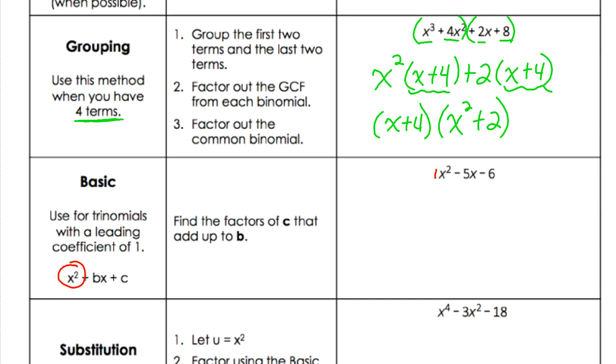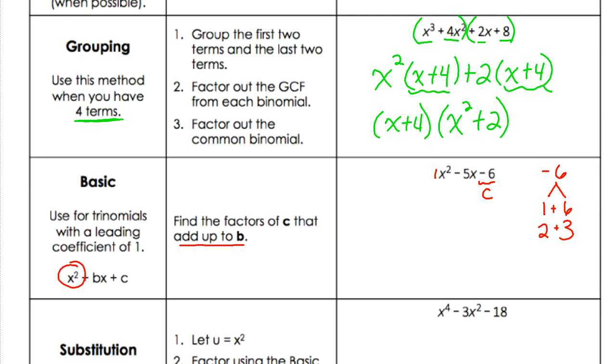So we find the factors of c, so factors of this c value. When I think about -6, that could be 1 times 6, or it could be 2 times 3. And we are trying to find which of those factor pairs can add up to b. So I'm looking for, if I add these together, which ones can make -5.